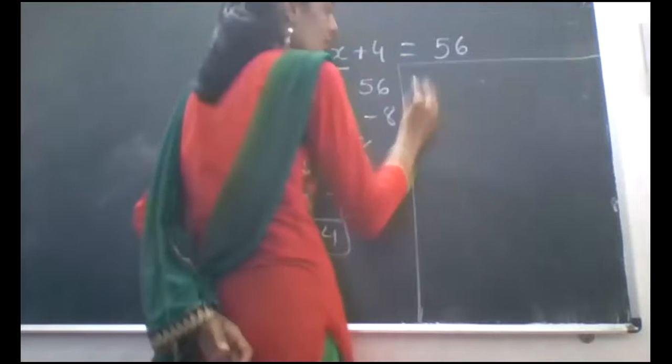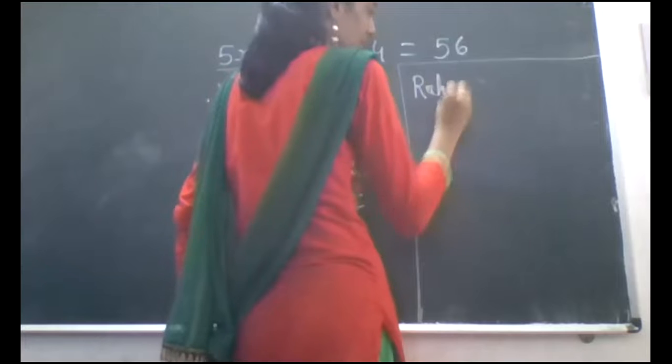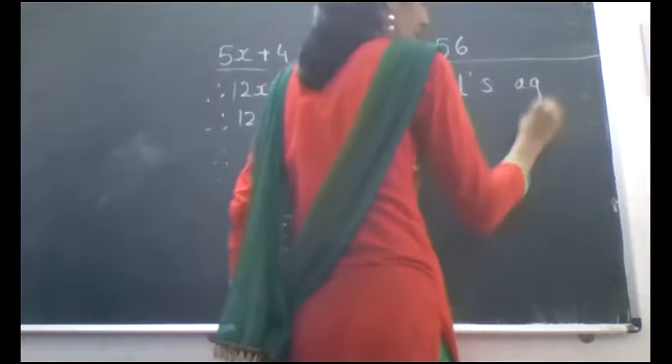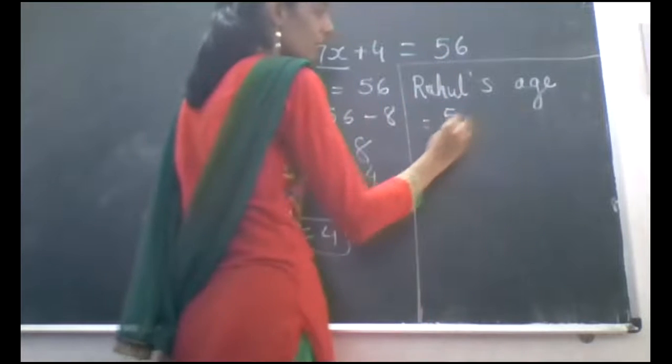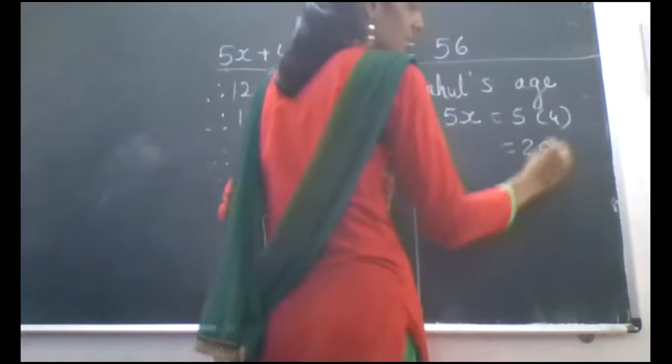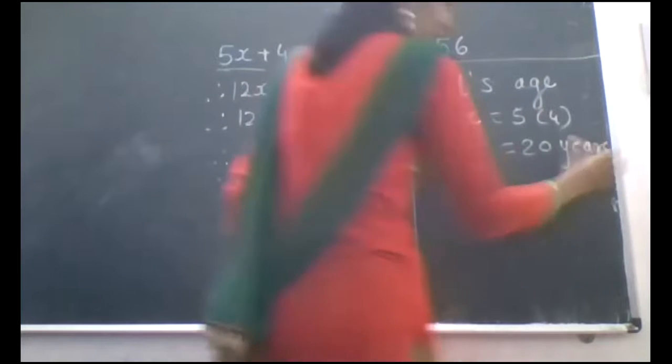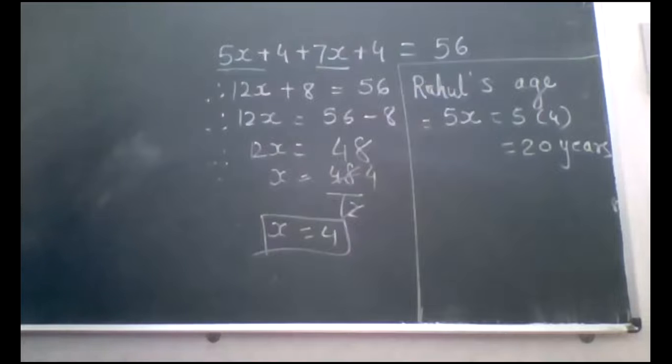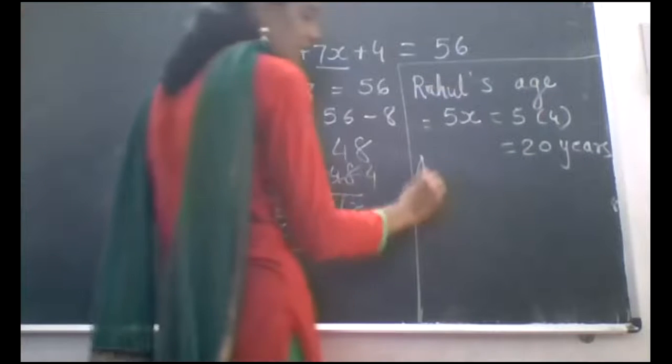Now write it down. Rahul's age is 5x, which is 5 into 4, equal to 20 years.